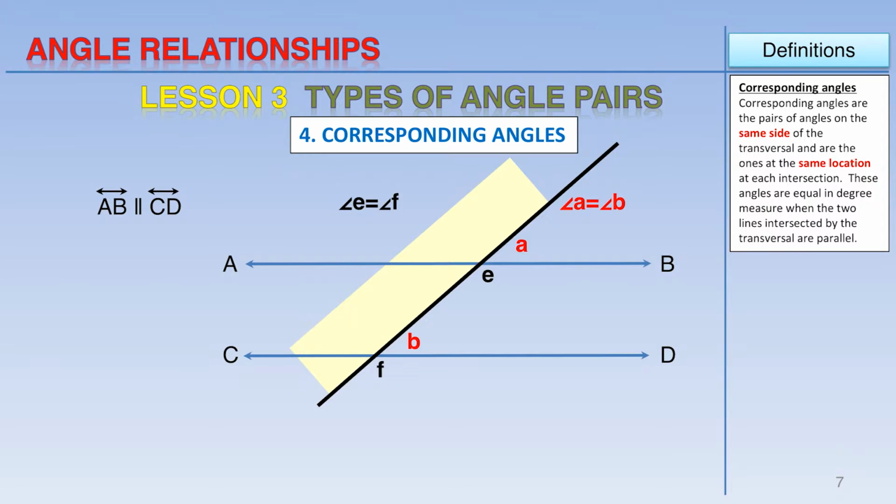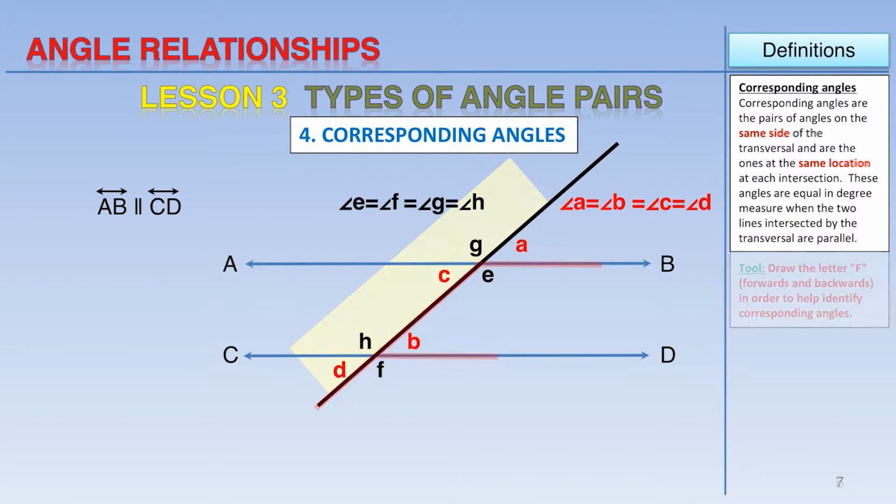Similarly, if we look at pairs of angles that are on the left side of the transversal, as indicated by the yellow box, angles G and H are equal. Similar to something we did before, they're vertical angles, and so by definition they're equal to each other. And the same with C and D.